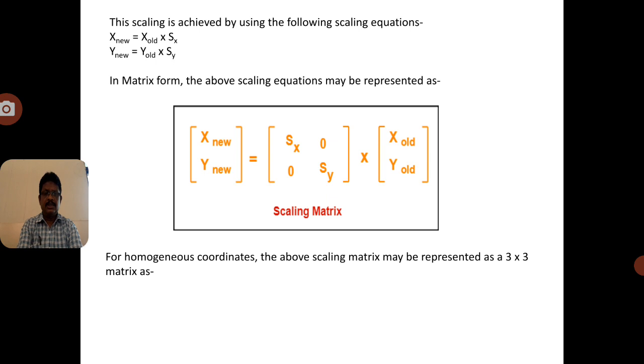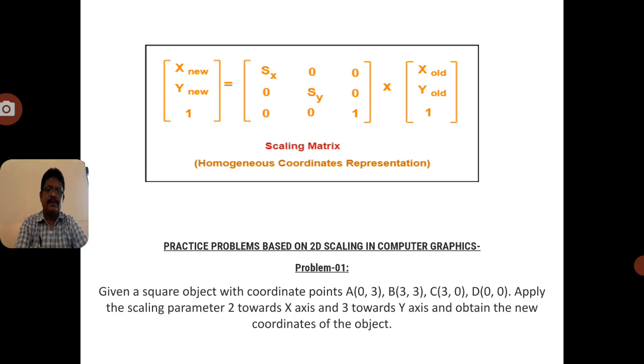So this is the standard we have to consider to find the x new value and the y new value. Coming to the standard matrix equation, the matrix formation of scaling is [x new, y new] equals [Sx, 0; 0, Sy] into [x old, y old]. And similarly we can write the homogeneous equation as a 3 by 3 matrix: [x new, y new, 1] equals [Sx 0 0; 0 Sy 0; 0 0 1] into [x old, y old, 1].